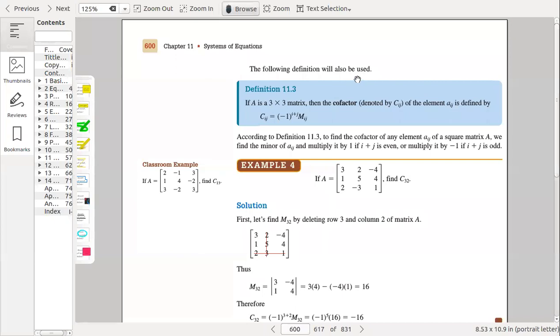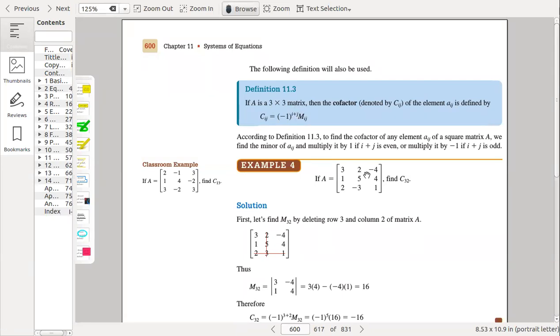The following definition will also be used. If A is a 3 by 3 matrix, then the cofactor denoted by Cij of the element Aij is defined by minus 1 power i plus j times Mij. Okay, so what is the difference between minor and cofactor? If we multiply the minor with minus 1 power i plus j, we will get the cofactor.